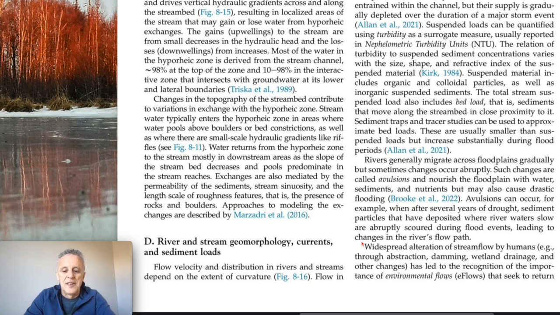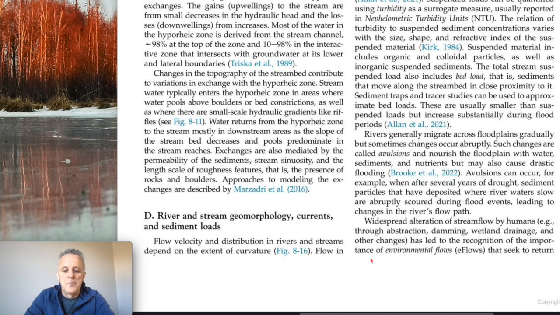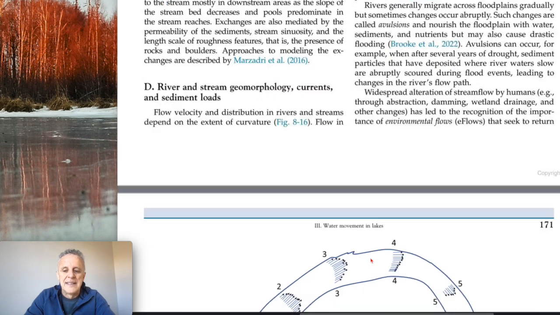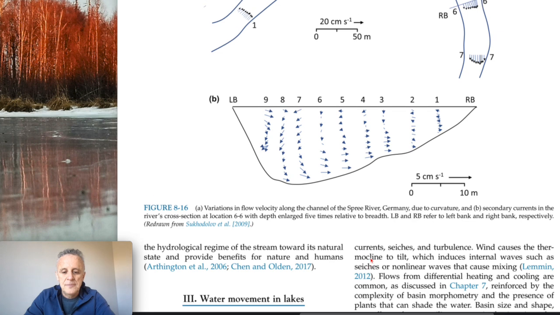Widespread alteration of stream flow by humans, for example, through abstraction, damming, wetland drainage, and other changes, has led to the recognition of the importance of environmental flows, E-flows, that seek to return the hydrologic regime of the stream toward its natural state and provide benefits for nature and humans.